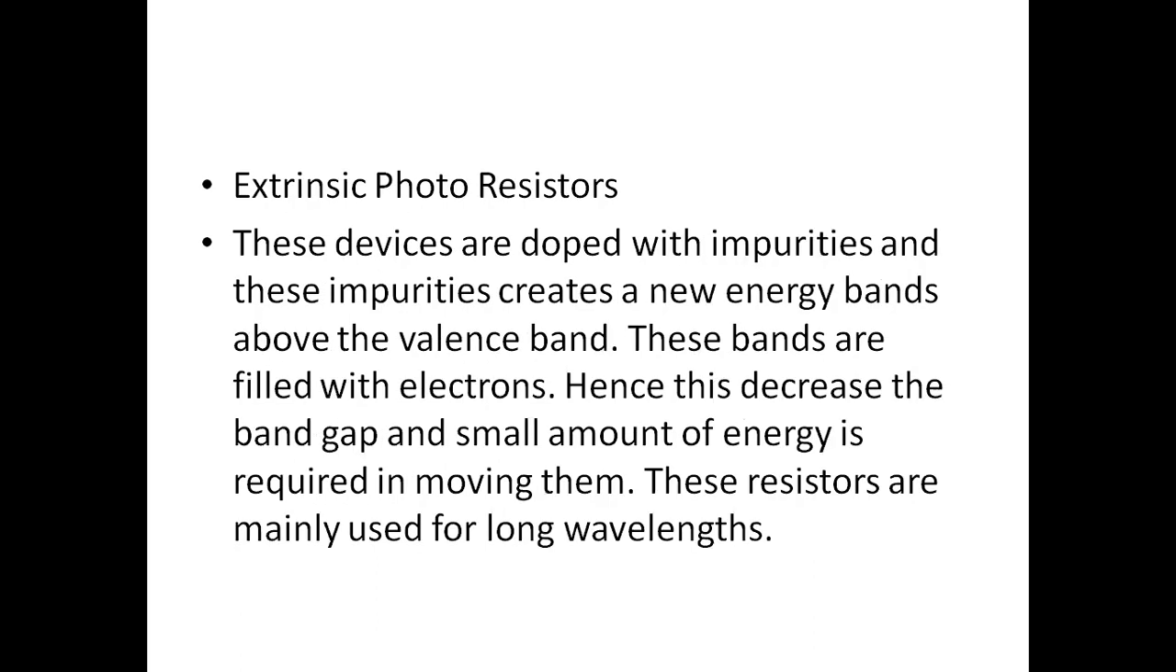In the case of extrinsic photoresistors, they are manufactured from semiconductor materials doped with impurities. These impurities create a new energy band above the valence band. These bands are filled with electrons, hence this decreases the band gap and a small amount of energy is required to move them. These resistors are mainly used for long wavelengths.